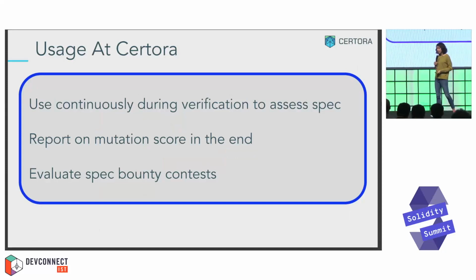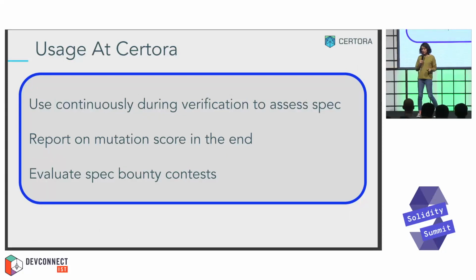Okay, so how are we using this at Certora? Like I said, one of the things we do is, as we write specs for customer projects, we continuously use Gambit to generate mutants, and then we try to see if the spec has loopholes, and then we improve the spec. And also at the end, we generate the kind of report I showed you just to give an idea to the community or the user about the results of the verification.